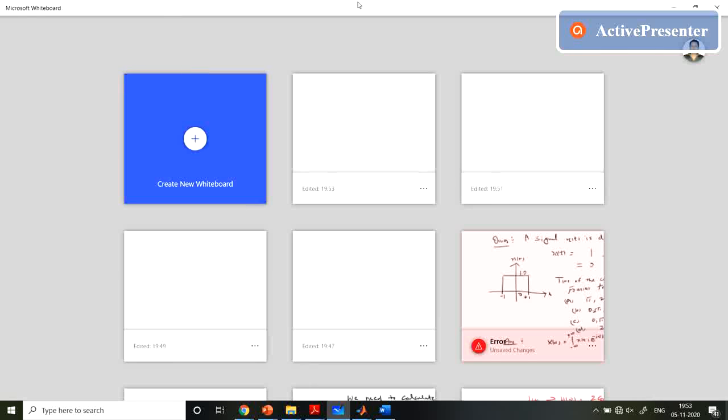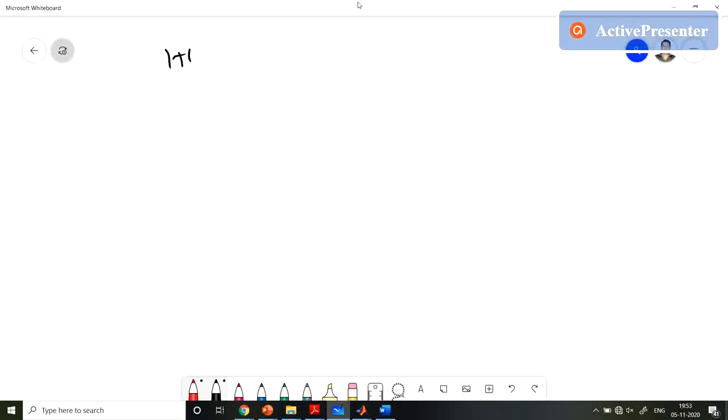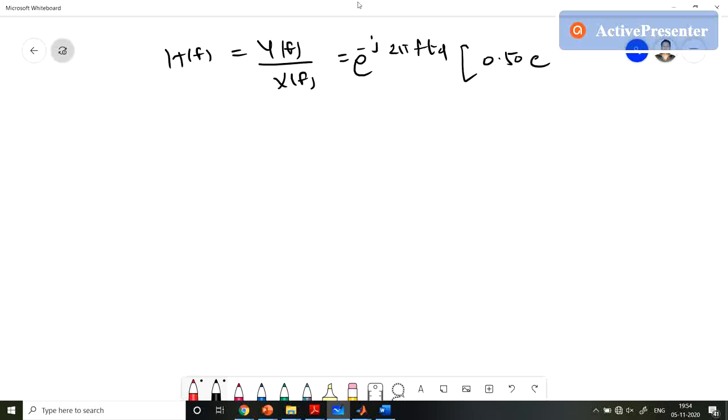So what we are getting finally is H(f) = Y(f) divided by X(f). Please check this relation. That relation is e^(-j2πf td) times [0.50 e^(j2πfT) + 1 + 0.50 e^(-j2πfT)].